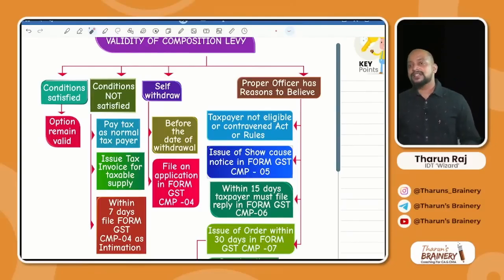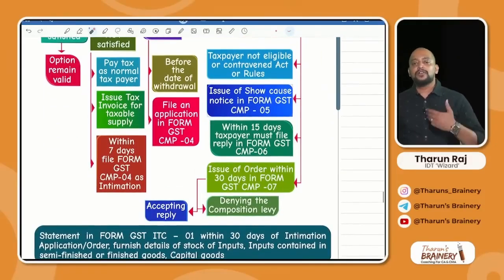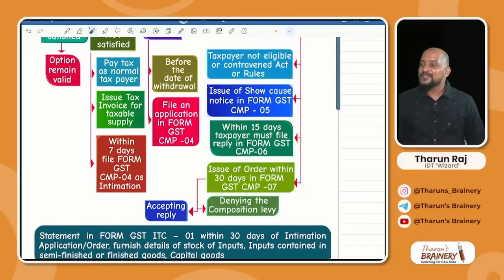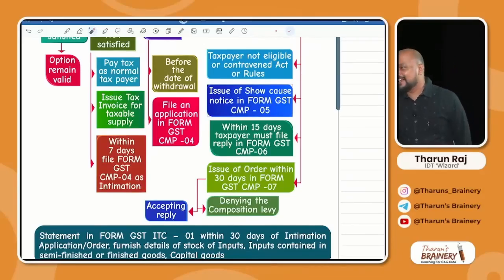If the GST officer is a sadist, he will say no, composition scheme disqualified, you need to pay under the normal scheme. If he is a kind-hearted person like me, then he will say, okay, fine, continue, enjoy. Because it is only one transaction, you can enjoy in the composition scheme. Therefore, they will pass an order.